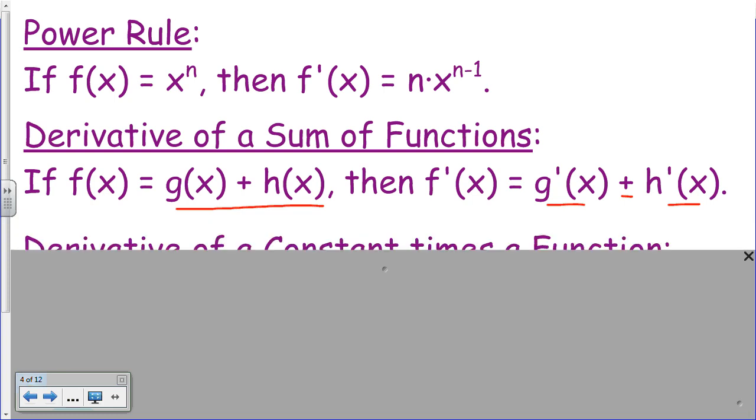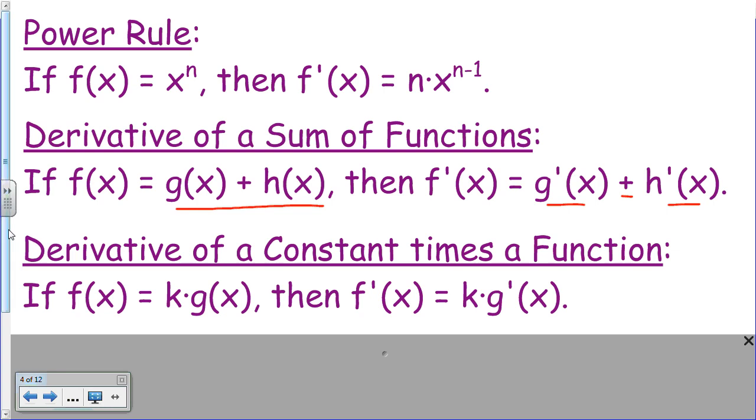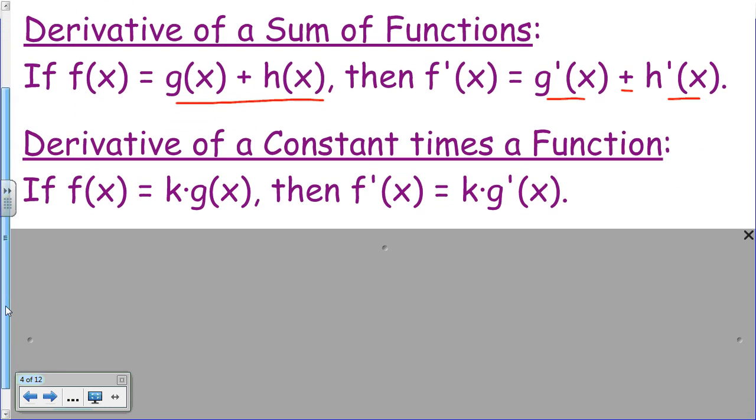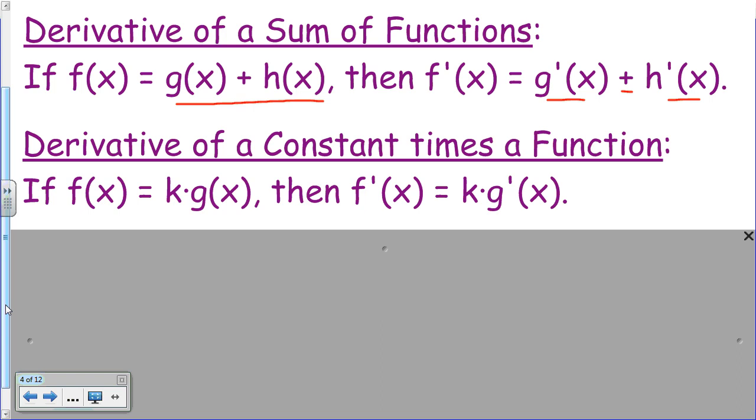That's the first property. Let's take a look at the second property, which says the derivative of a constant times a function is equal to the constant times the derivative of the function. In other words, the constant just stays out front there. The derivative does not get rid of or change that value. It stays up front. So if f of x is equal to k times g of x, then f prime of x is equal to k times g prime of x. Constant just stays right up front.